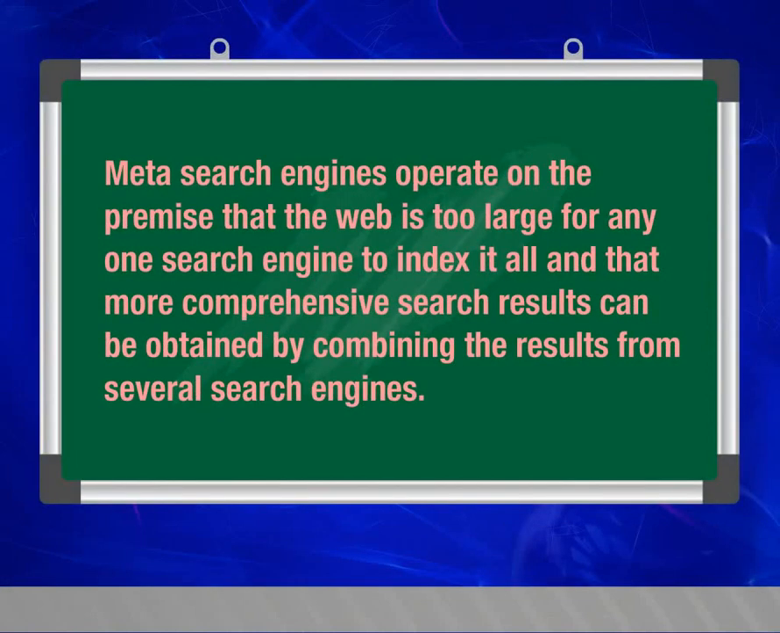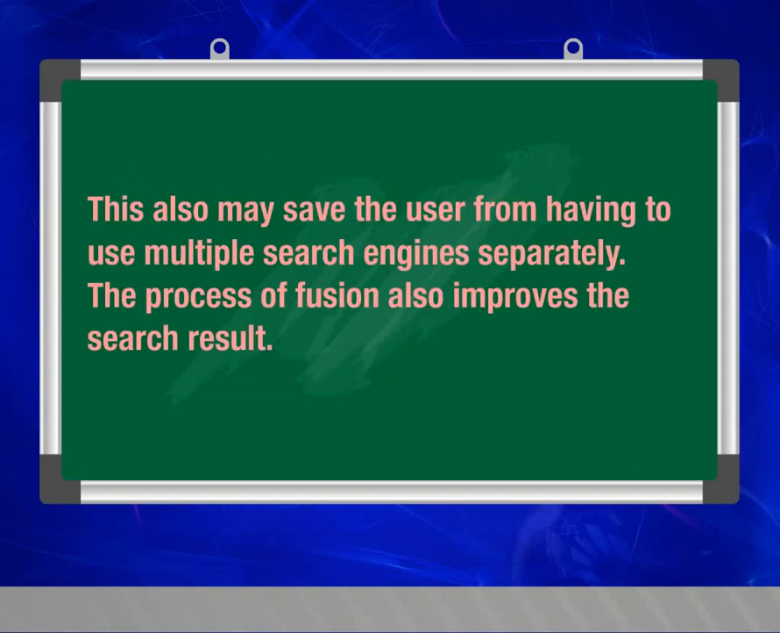Meta search engines operate on the premise that the web is too large for any one search engine to index it all, and that more comprehensive search results can be obtained by combining the results from several search engines. This also may save the user from having to use multiple search engines separately. The process of fusion also improves the search result.